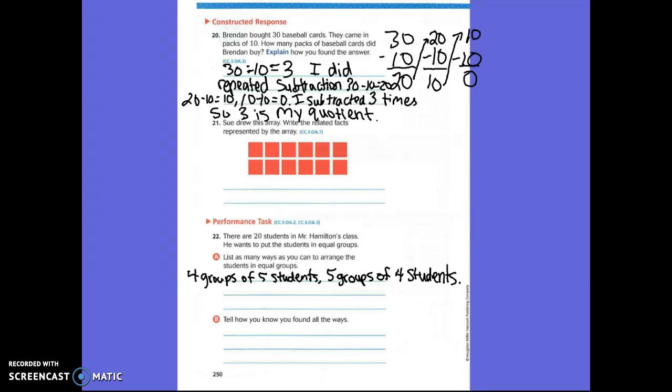Eli? 2 groups of 10. 2 groups of 10 students. I'll just write 2 groups of 10 students. Or what's another way? 10 groups of 2 students. I like that we do the commutative property.